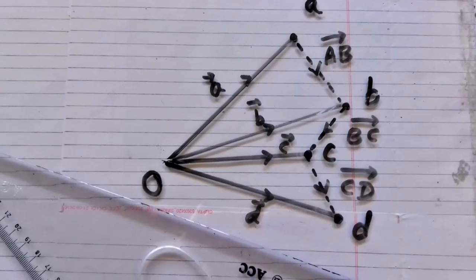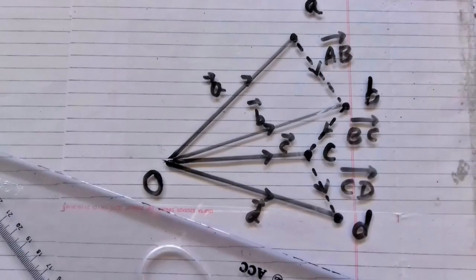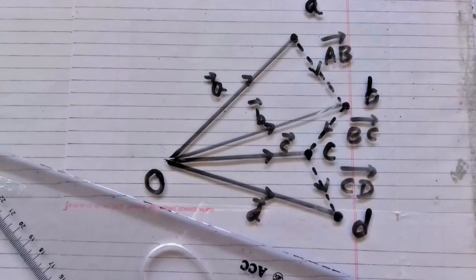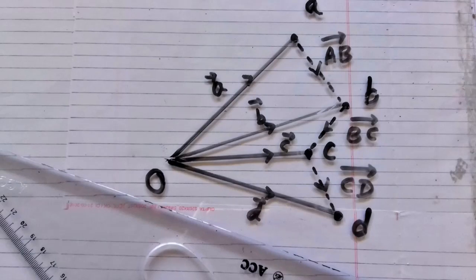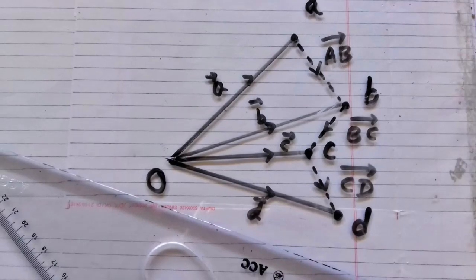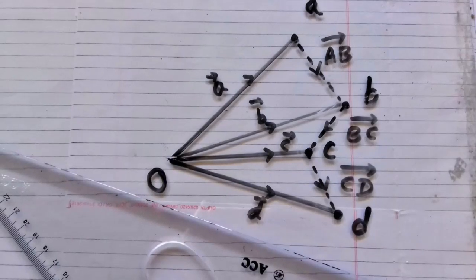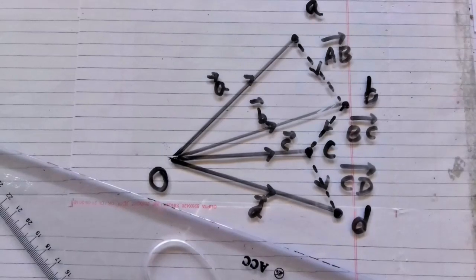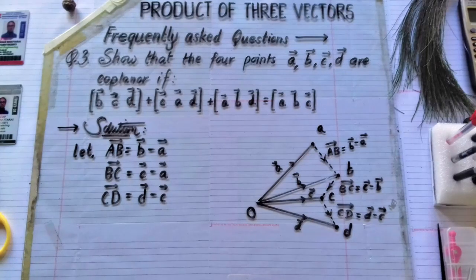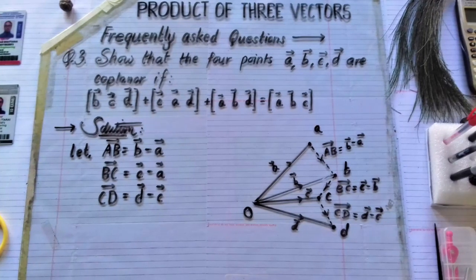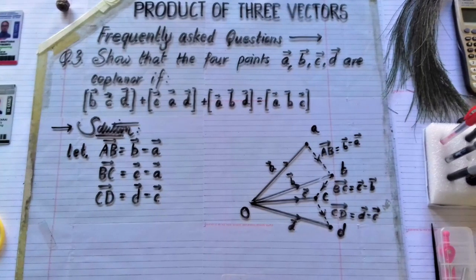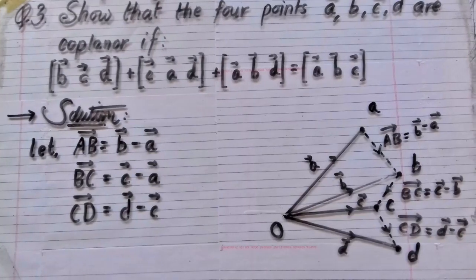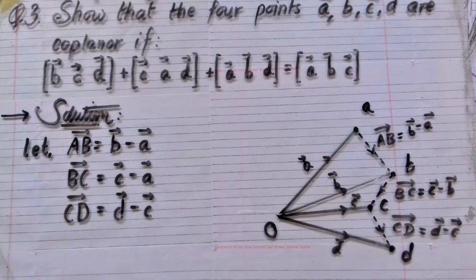To make things easy, we can produce a figure like this. So we can find out vector AB, vector BC and vector CD. So we can apply the rule of coplanar vectors there. So AB vector is equal to B minus A, BC vector equals C minus A, CD vector equals D minus C.